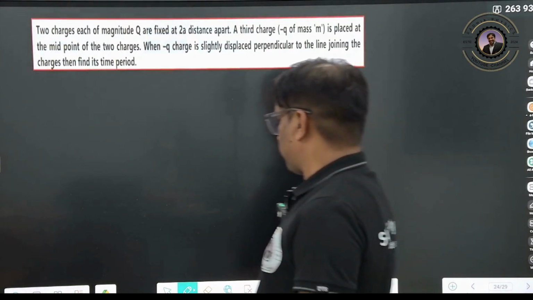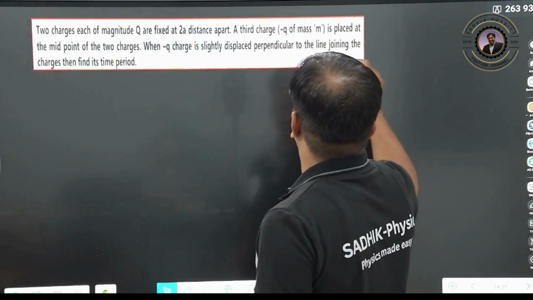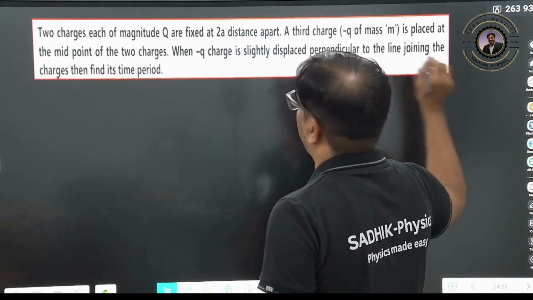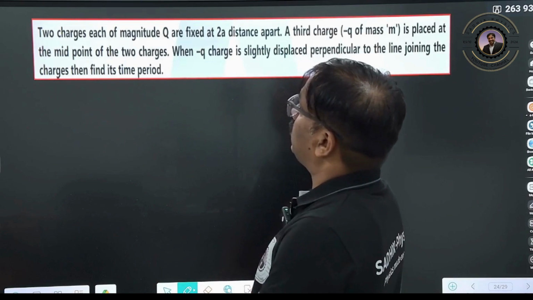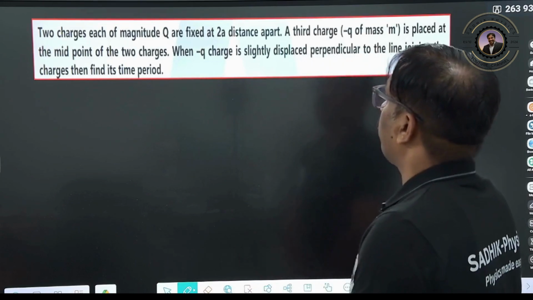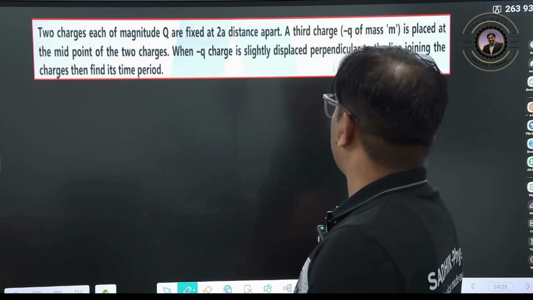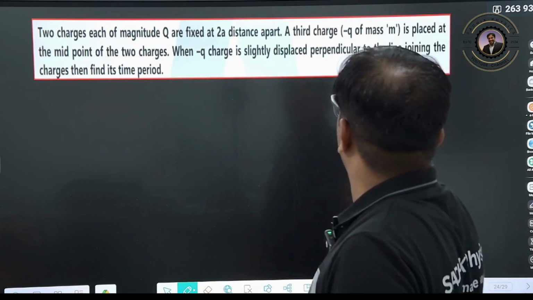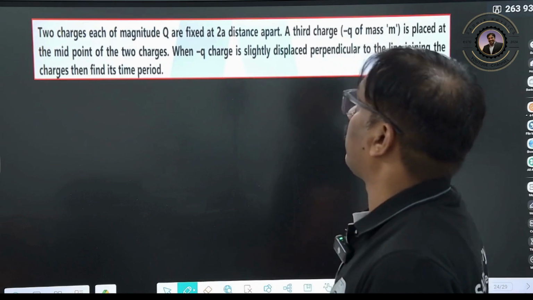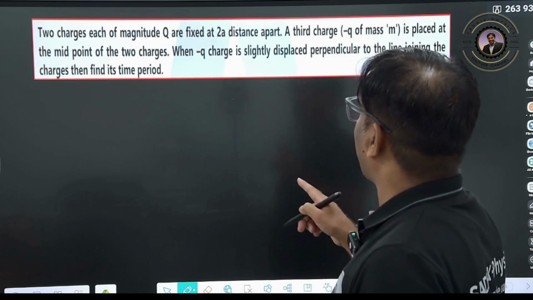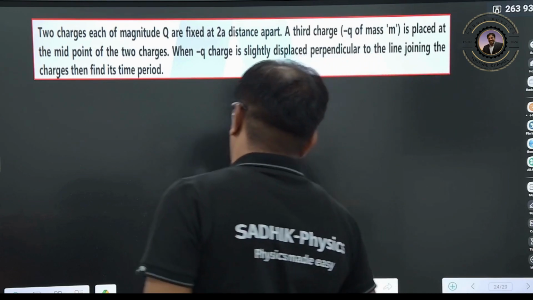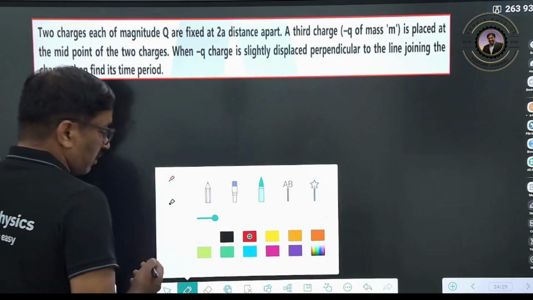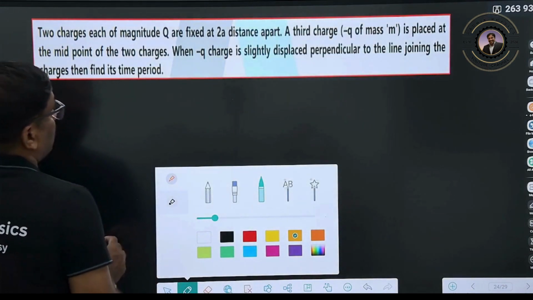Now let us see one more question. Two charges of each magnitude q are fixed at 2a distance. A third charge minus q is placed at the midpoint of the two charges. When it is slightly displaced perpendicular to the line joining the charges, find the time period. This is one of your JEE Main questions. So let us see here.